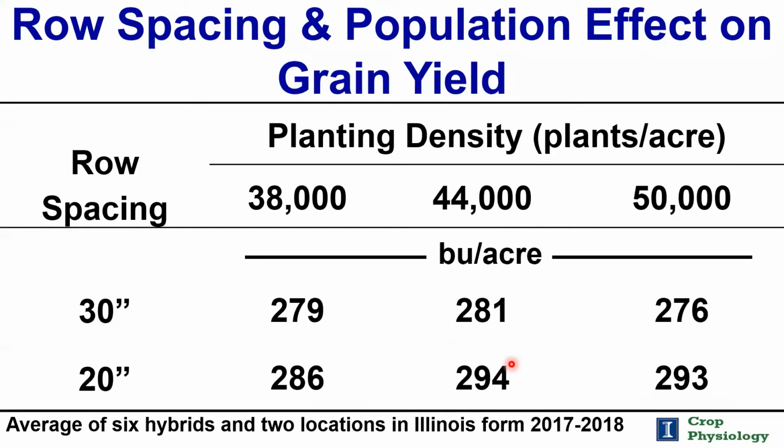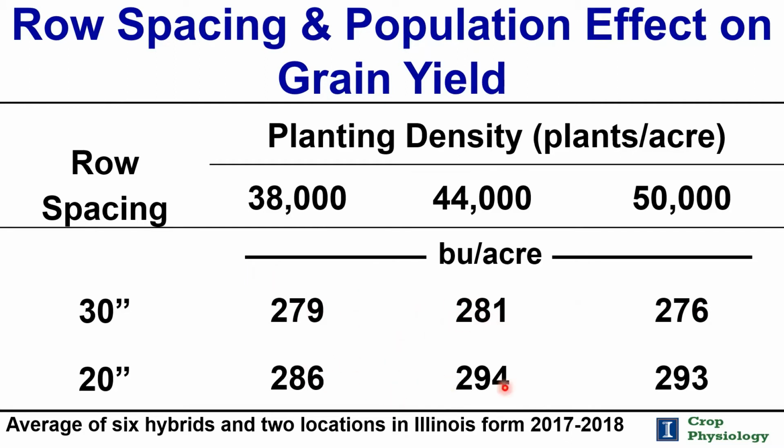And then here's the yields behind this study. So this is the average of 6 hybrids in 2 locations in Illinois from 2017 to 2018. What's really interesting, as I said, this 38,000 plants per acre is far beyond what the average density is being planted today with today's commercial corn hybrids. And you can see why here. We're not increasing yield significantly beyond 38,000 plants per acre in a 30-inch row system.